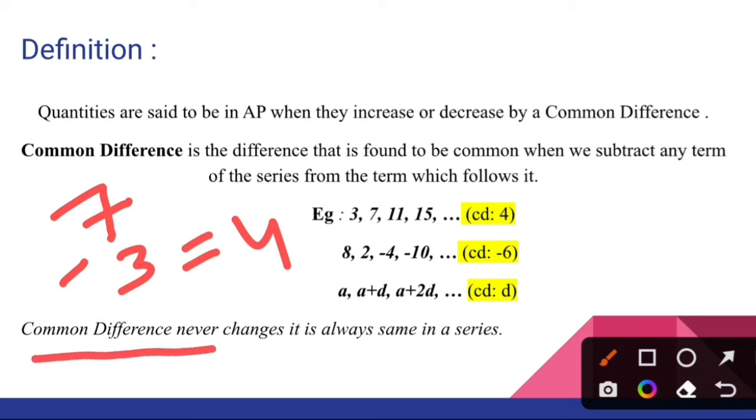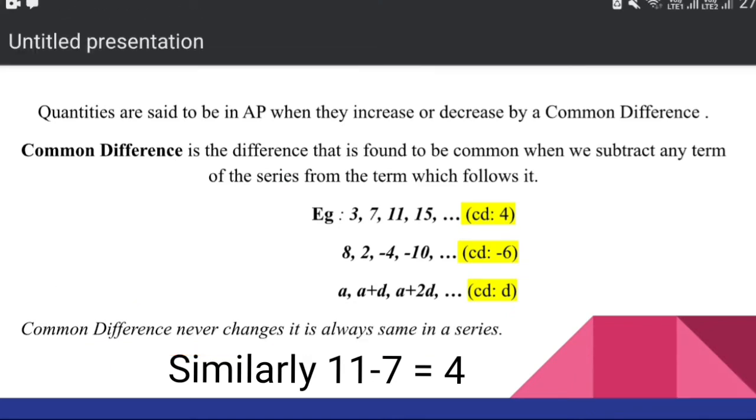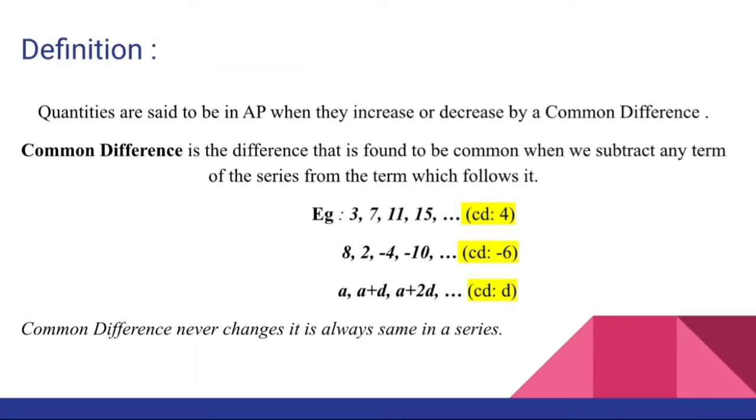There is a point I have written here, that common difference never changes. If common difference is changing for every term, it is not an AP, right? So here is an example of a series: 1, 3, 9, 10, 11, 13, 19, 20, 22. Is this an AP? No, because the common difference is not equal for every term. Common difference is common for each and every term in the series.